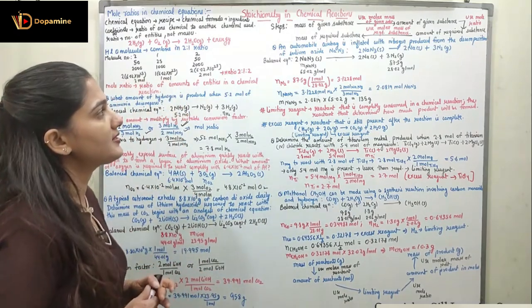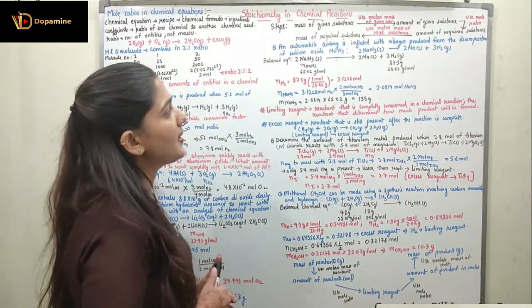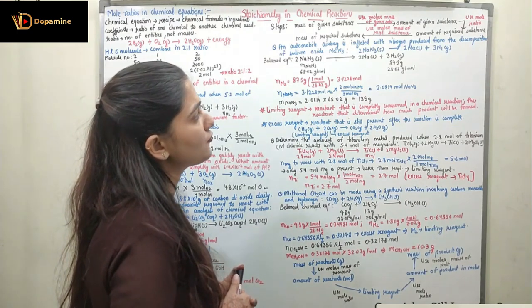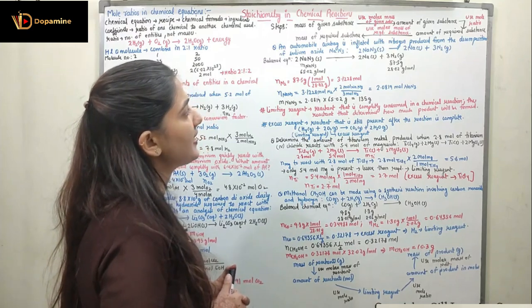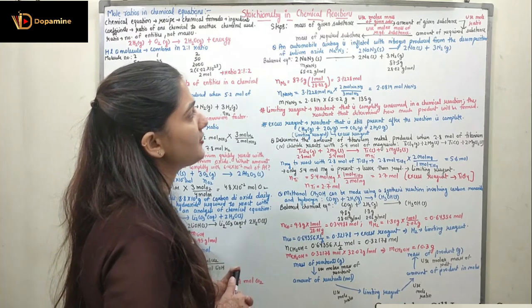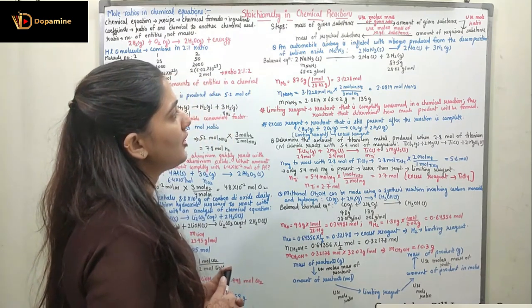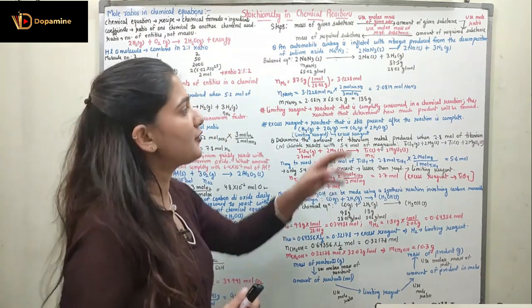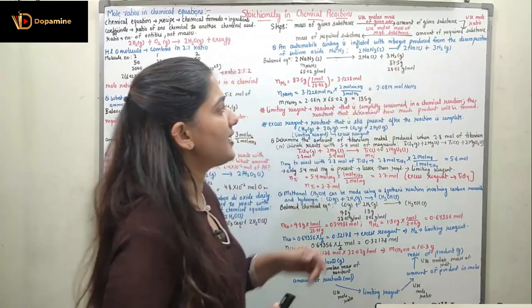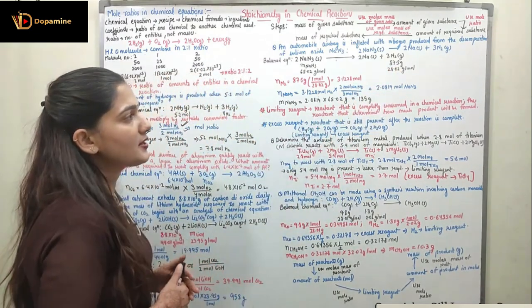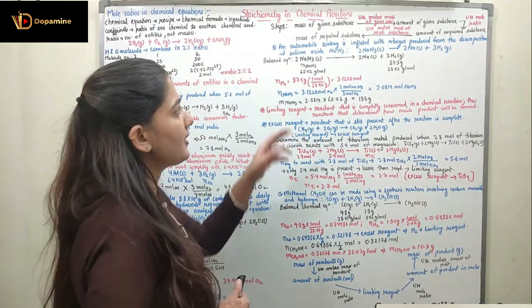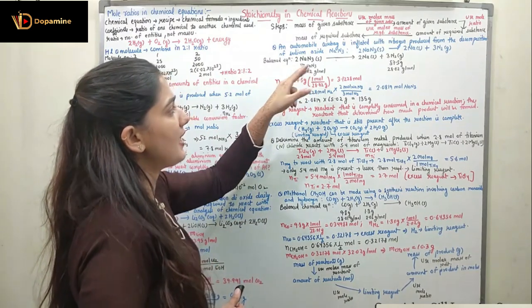Coming to the next question, which states: an automobile airbag is inflated with nitrogen produced from the decomposition of sodium azide, that is NaN3. The reaction is 2NaN3(s) gives 2Na(s) plus 3N2. So here the mass of nitrogen is given. The mass of nitrogen is 87.5 gram. Its molar mass we can calculate, and we have to find the mass of NaN3.